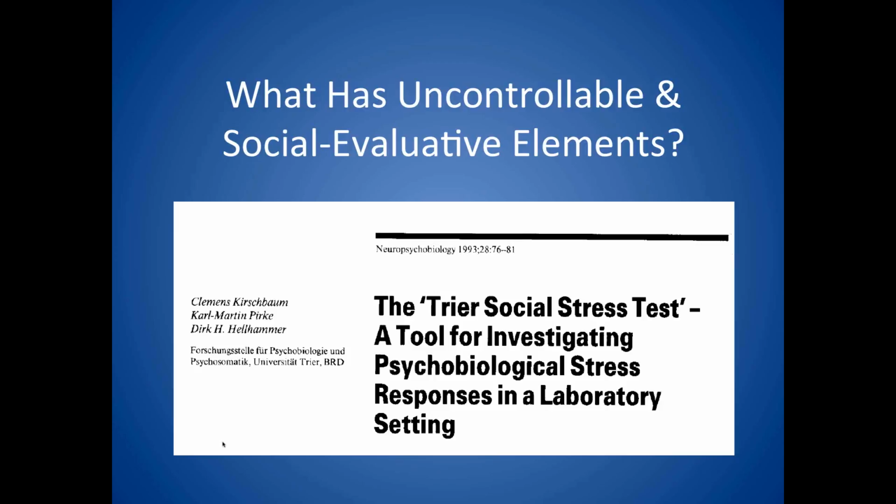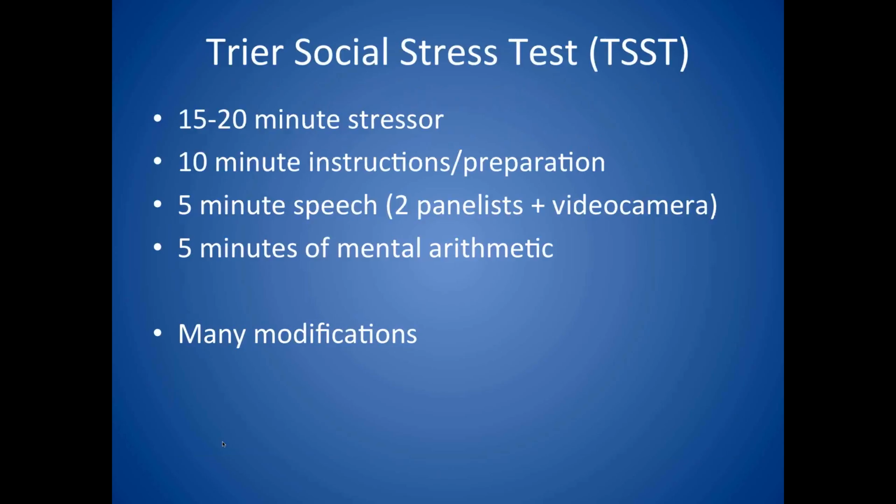What the Trier Social Stress Test, or TSST, is, is about a 15 to 20 minute stressor. Participants receive instructions and have a preparation period before giving a 5-minute speech, typically in front of 2 panelists and a video camera, and then engage in 5 minutes of mental arithmetic. So this is the basic procedure used with the Trier Social Stress Test, but there are many different kinds of modifications, and this can be modified in order to suit your research questions.